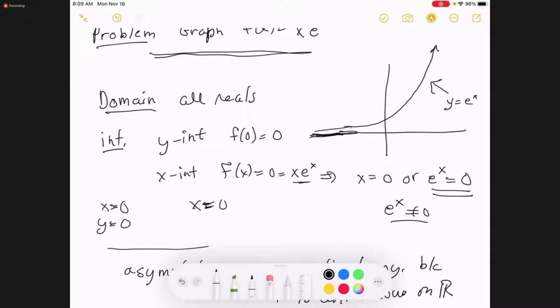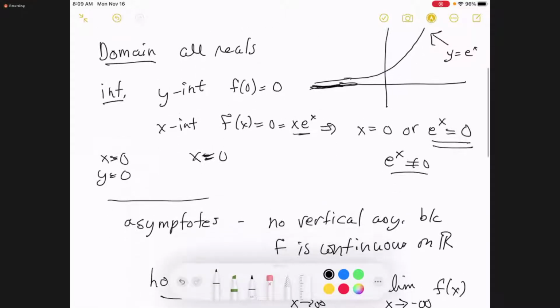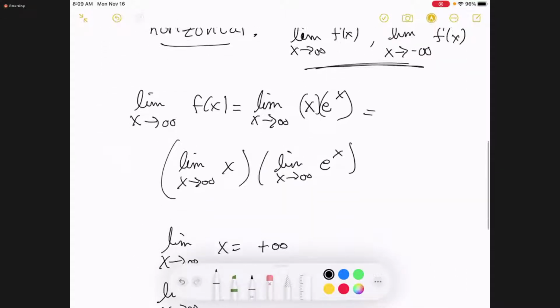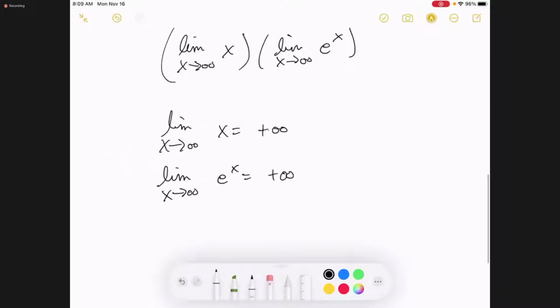This word, exponential growth, we've been hearing it for 9 months with this pandemic. We're going to learn what it means today. It is not good news when you're having an epidemic. Okay, so both of those functions go to infinity. Well, a large number multiplied by a large number is a large number. This is not indeterminate, okay?